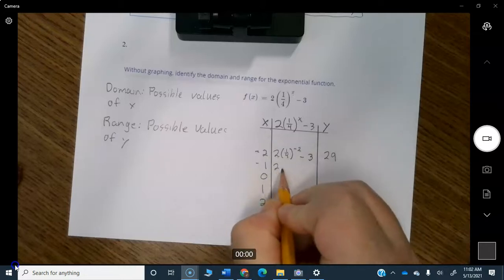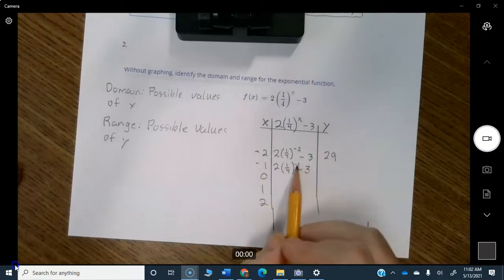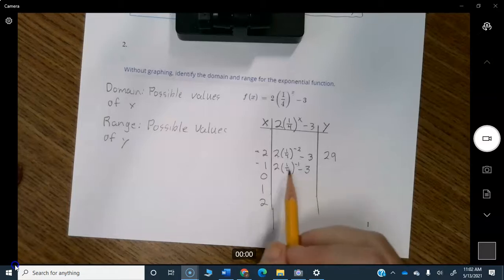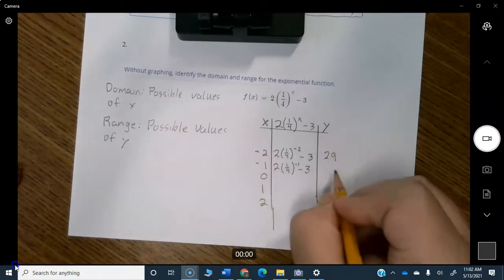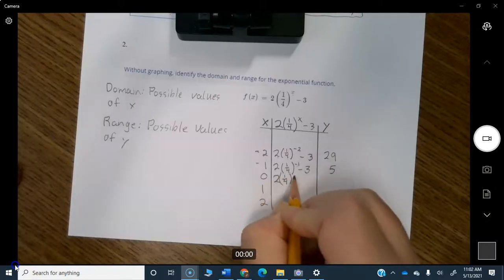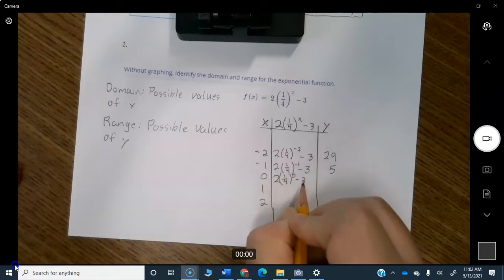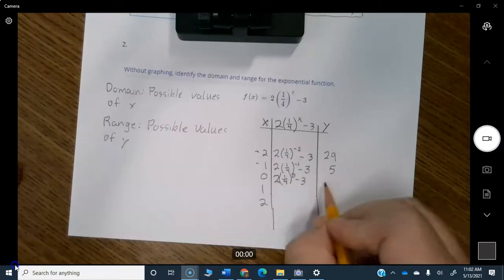Now we'll do it for -1. So again, the negative is going to flip this from 1/4 to 4 over 1, or 4, and 4 to the first power is just 4. 4 times 2 is 8, and 8 minus 3 is 5. Okay, anything raised to the 0 power is 1, so 1/4 to the 0 is 1. 1 times 2 is 2. 2 minus 3 is -1.